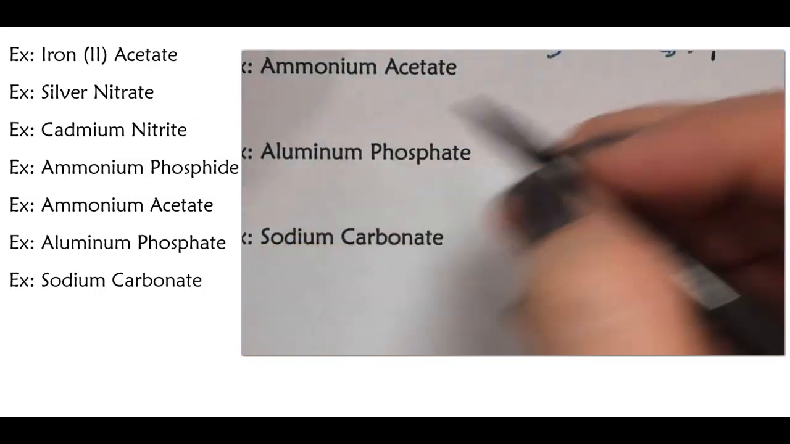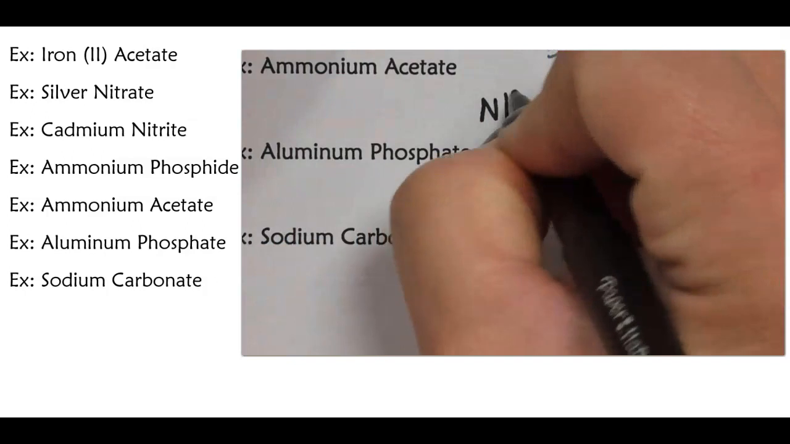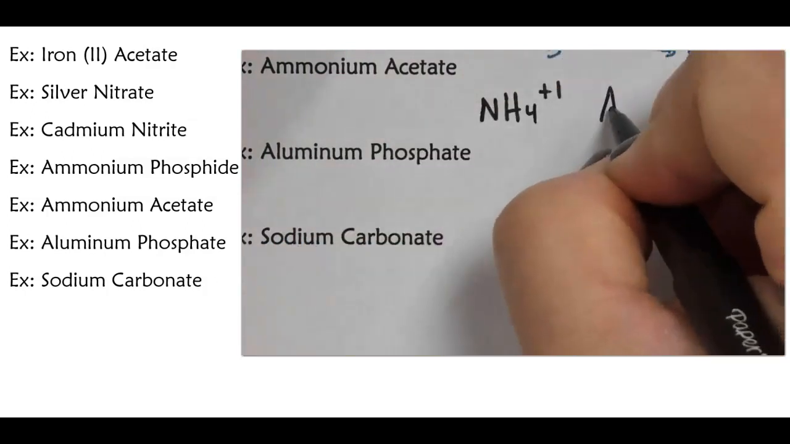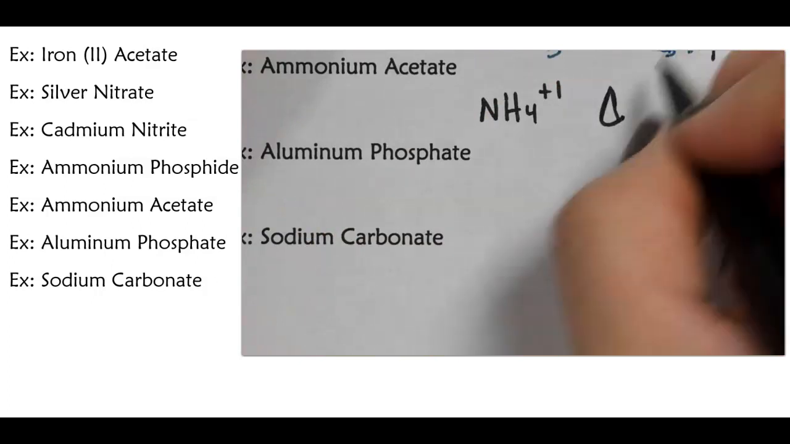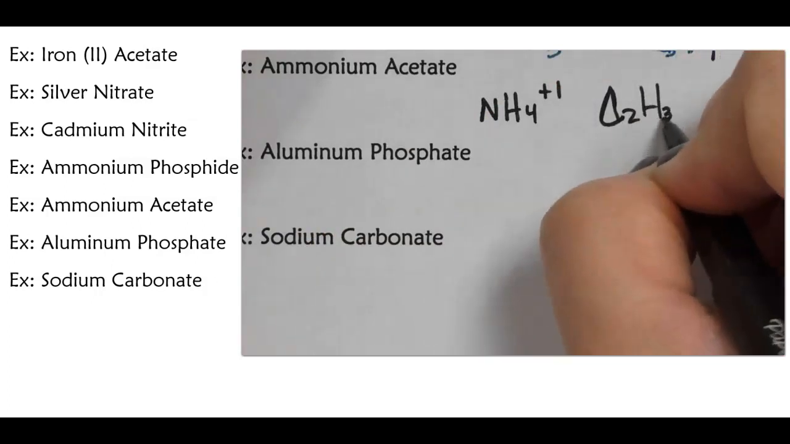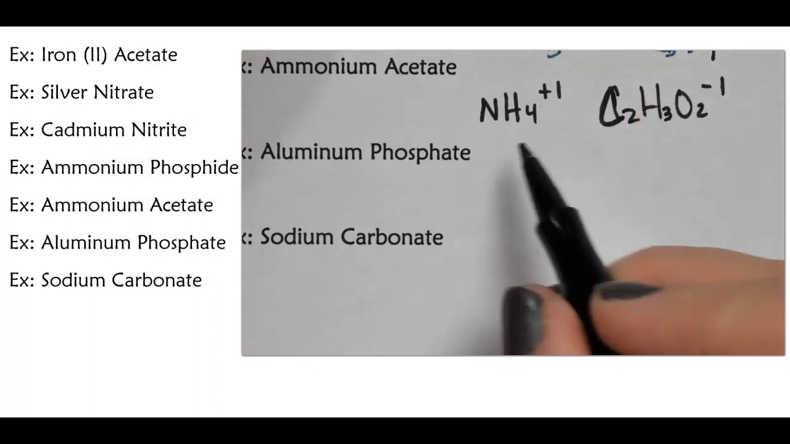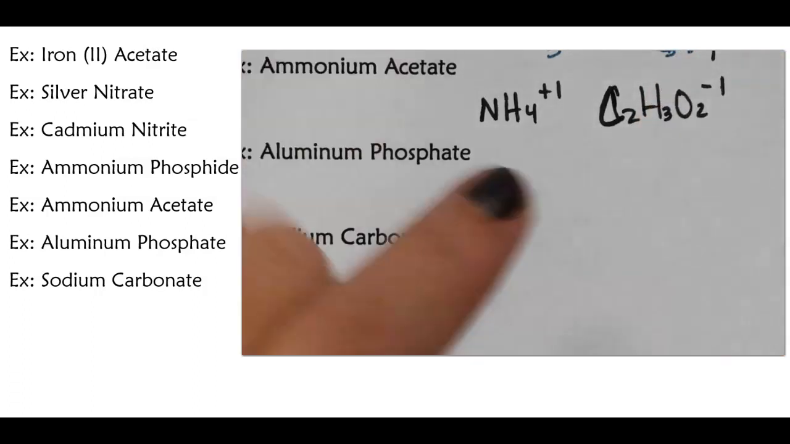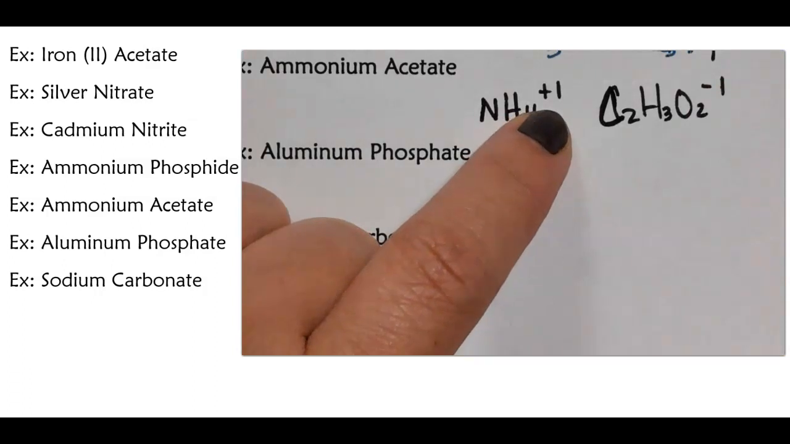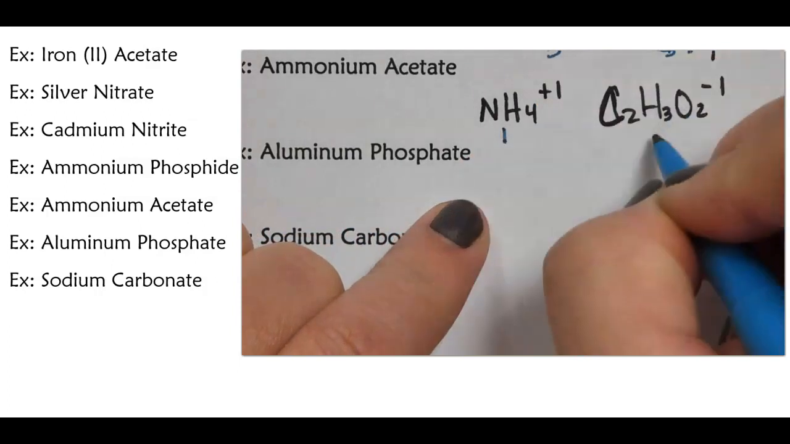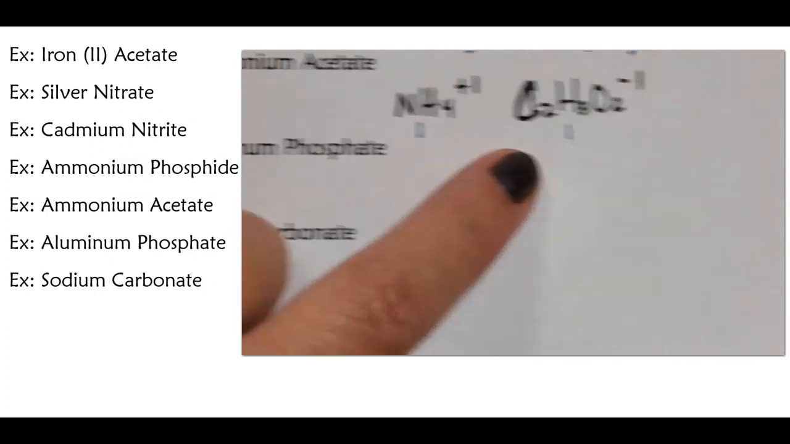Ammonium acetate. Ammonium again is NH4 with a +1 charge. Acetate is C2H3O2 with a -1 charge. Okay, so we have ammonium and we have acetate. Notice the charges are equal and opposite, +1 -1, so they'll cancel, which means I just need 1 of each of my cation and my anion.